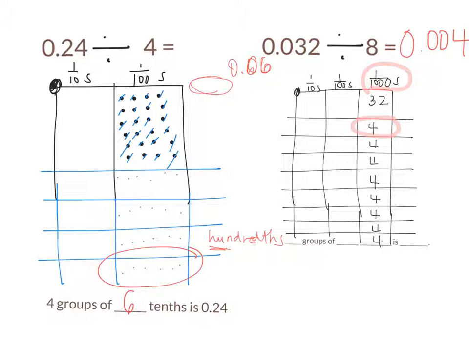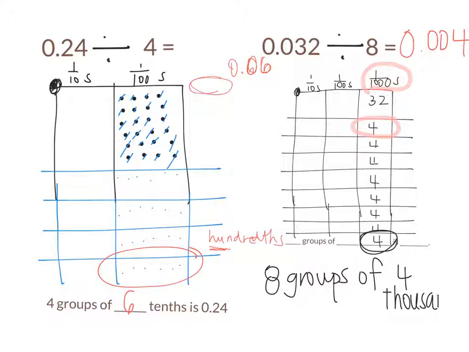Guys, how many groups do we have altogether? 8. Okay, so I can write 8 groups of, what's in each group? How much is in each group? 4 whats? Okay. So in our sentence we can write 8 groups of 4 thousandths is what?